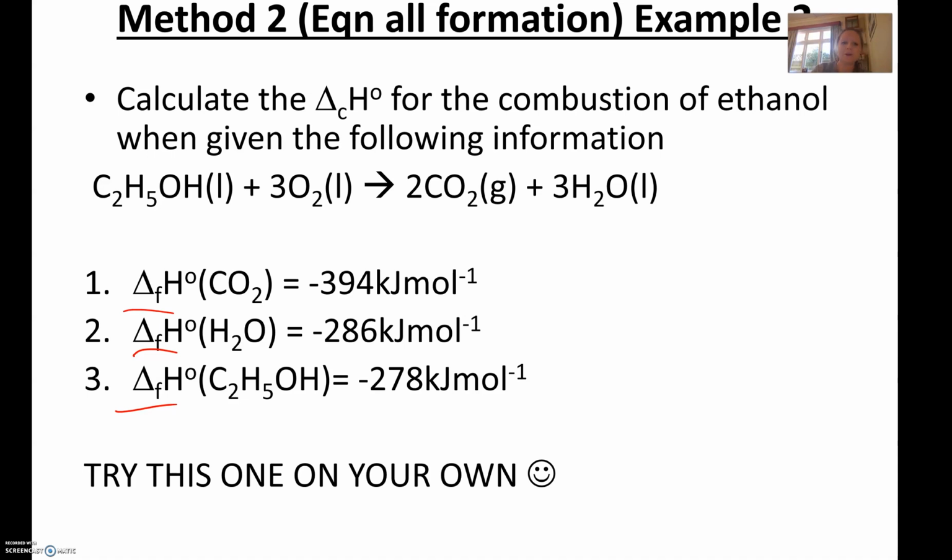Yippee, okay, because you get to do sum of products minus sum of reactants. This one is a little bit harder than the last example, because the last example was a 1-to-1-to-1 stoichiometric relationship, but this one is a 1-to-3 to 2 to 3. So if you make 3 waters, then you need to times the enthalpy of formation by 3. If you make 2 carbon dioxides, you must times that by 2.